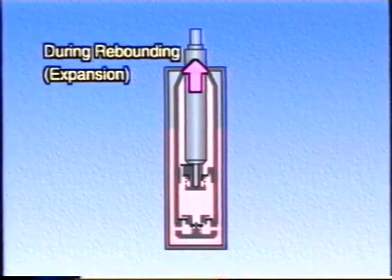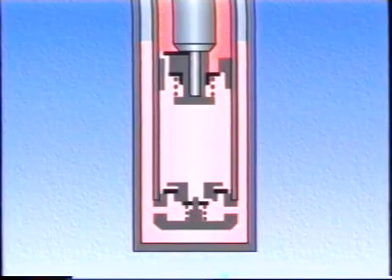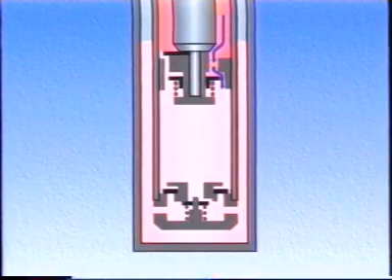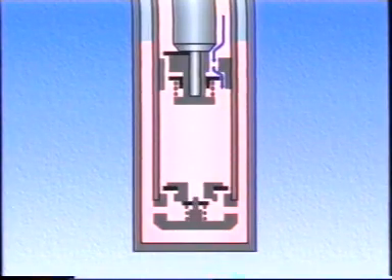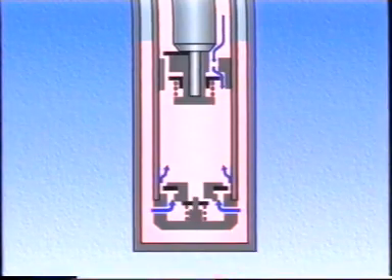When the piston rod moves upward due to rebounding, the pressure in the chamber above the piston increases. The fluid pushes open the piston valve, flows into the chamber below, and generates a damping force. At the same time, the amount of fluid equal in volume to that vacated by the piston rod when pulled out of the cylinder pushes open the non-return valve of the base valve and flows from the reservoir chamber into the chamber under the piston.